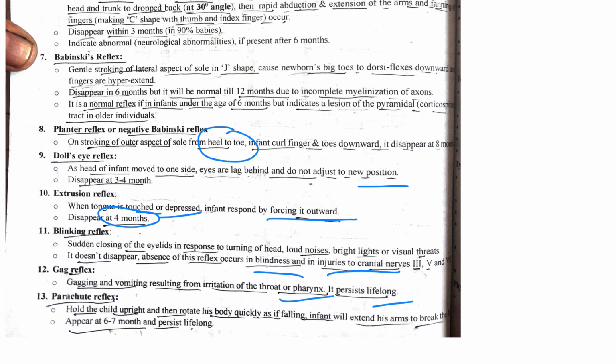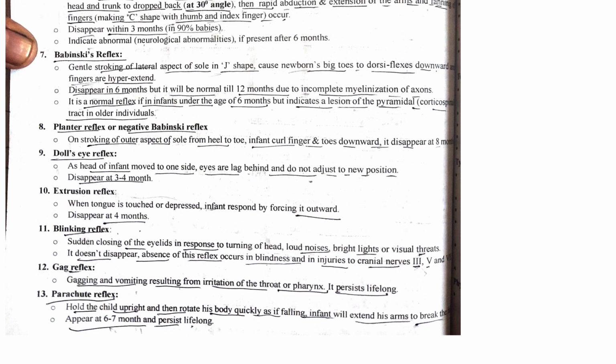Gag reflex. Gagging and vomiting result from irritation of the throat or pharynx. It persists lifelong. Next, parachute reflex. Hold the child upright and then rotate his body quickly as if falling. The infant will extend his arms to break the fall. It appears at 6 to 7 months and persists lifelong.